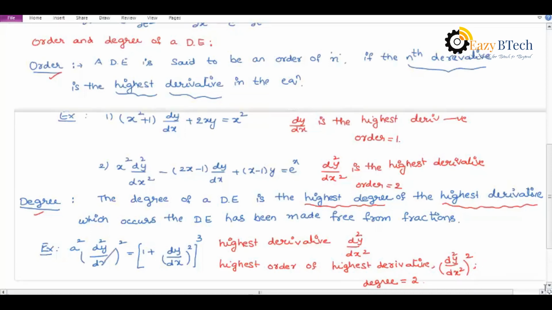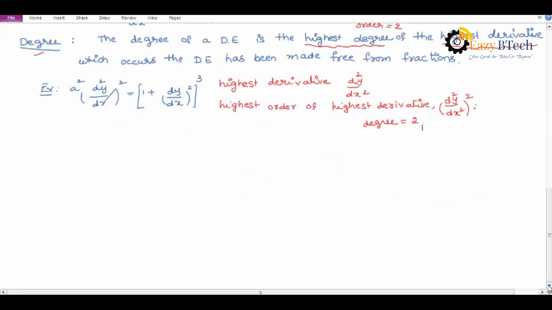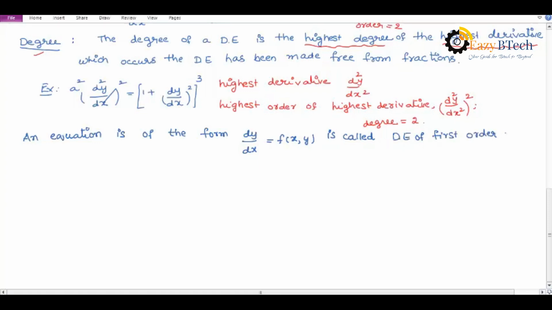Now coming to the solutions of differential equations. An equation of the form dy by dx is equal to f of x comma y is called a differential equation of first order and first degree.